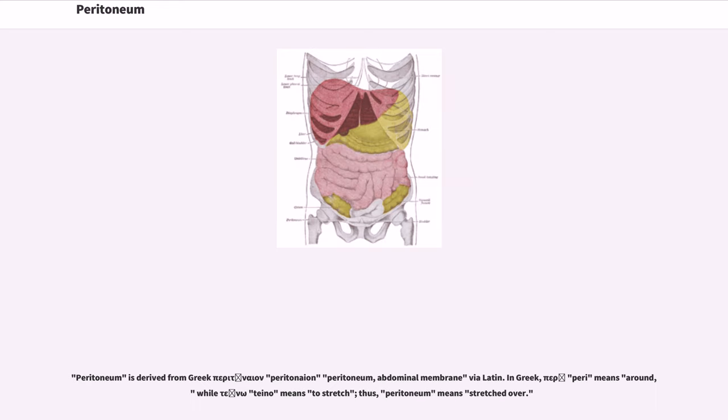Peritoneum is derived from the Greek peritonaion, and peritoneum, abdominal membrane by Latin. In Greek, peri means around, while teino means to stretch, thus, peritoneum means stretched over.